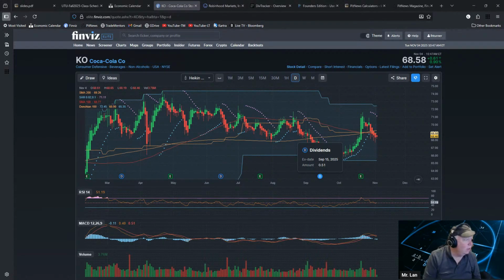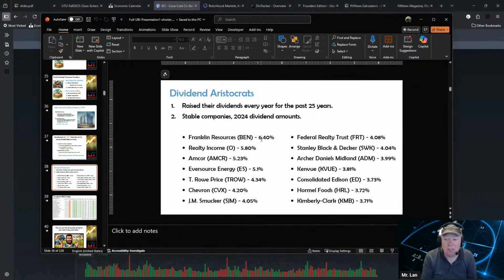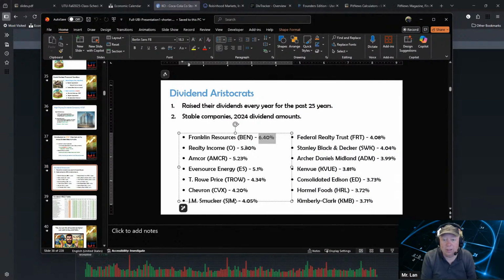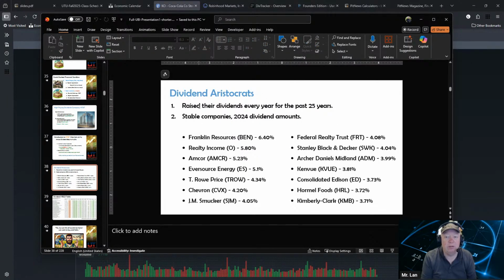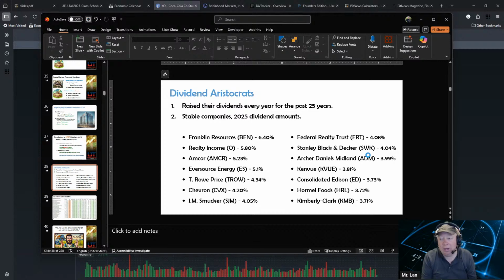I do. So here's the dividend aristocrats. These are high-paying dividends. You can see that this is 6.4%. This is 5.8%. This is 5.23%. So this is what we call dividend aristocrats. They've raised their dividends every year for the past 25 years. Generally stable companies, 2024 dividend amounts. And they're basically the same 2025 dividend amounts because they stay pretty consistent with these rates. Now they're going to probably go up a little bit because they do raise them every year.